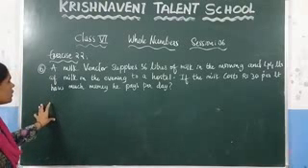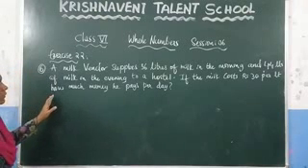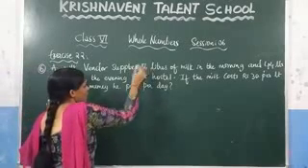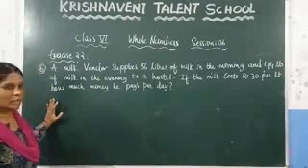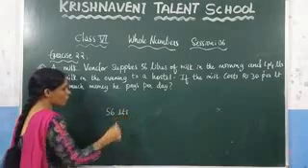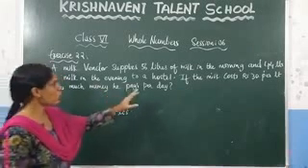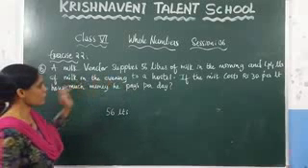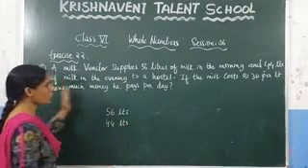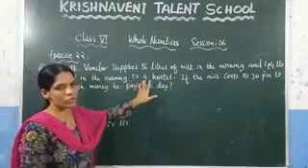See the sixth question. What the question says here: a milk vendor supplies 56 liters of milk in the morning. In the morning, how many liters of milk is he supplying here? 56 liters of milk he is supplying in the morning to a hostel, and 44 liters of milk in the evening. In the evening, how many liters of milk is he supplying? 44 liters of milk he is supplying to the hostel.